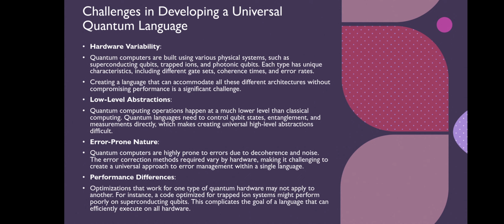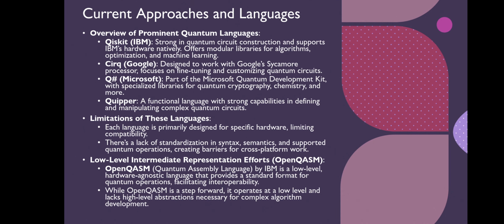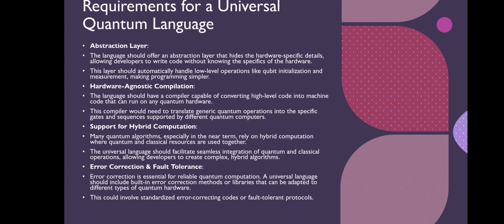Now, requirements for a universal quantum language. Abstraction layer. The language should offer an abstraction layer that hides the hardware-specific details, allowing developers to write code without knowing the specifics of the hardware. This layer should automatically handle low-level operations like qubit initialization and measurements, making programming simpler.